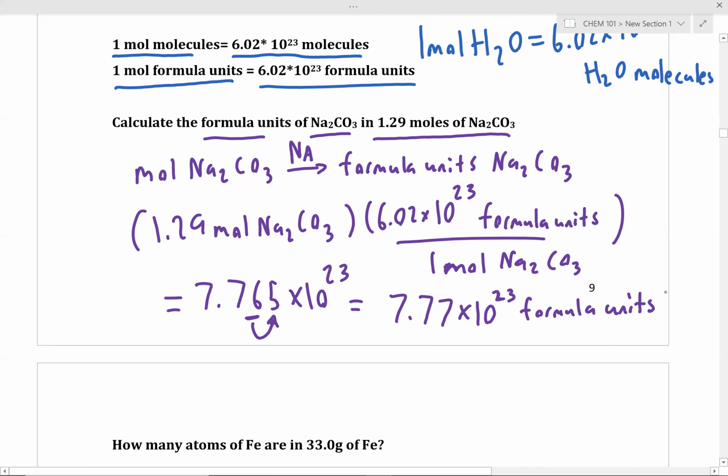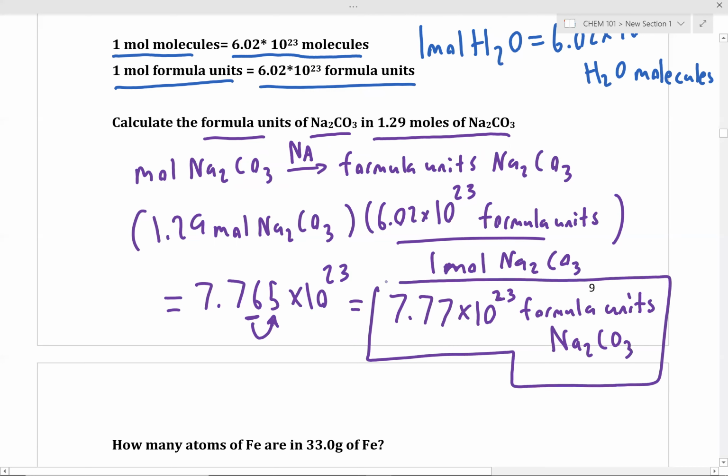And let's be really clear here. Formula units of what? Sodium carbonate, exactly. If you include your labels, you will save yourself a lot of grief in this chapter. The more clear you are at labeling the units, the less chance you will mix up your units and use the incorrect conversion factor.